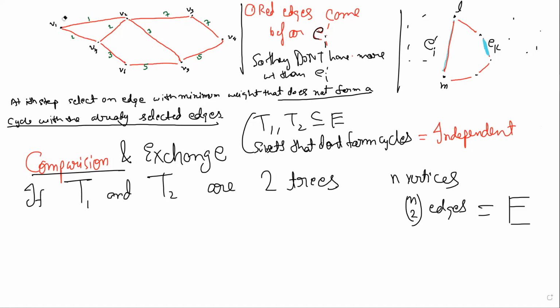Those subsets whose collection of edges don't form a cycle are called independent sets. Why are they called independent? Not having a cycle means that you cannot go from one place to the other in two ways.